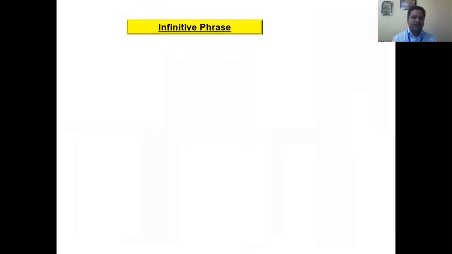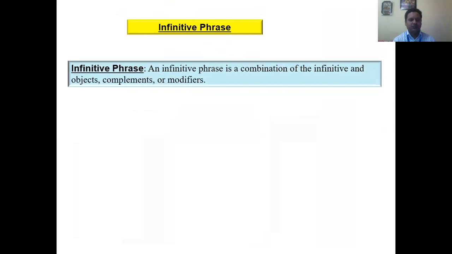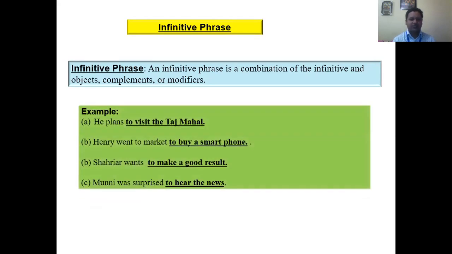Yes, students, now we know about infinitive phrase. What is an infinitive phrase? An infinitive phrase is a combination of the infinitive and objects, complements, or modifiers. Combination of infinitive plus objects, complements, or modifiers. Examples: he plans to visit the Taj Mahal. To visit, infinitive. To visit the Taj Mahal, infinitive phrase. Henry went to market to buy a smartphone. To buy a smartphone. To buy, infinitive. To buy a smartphone, infinitive phrase.